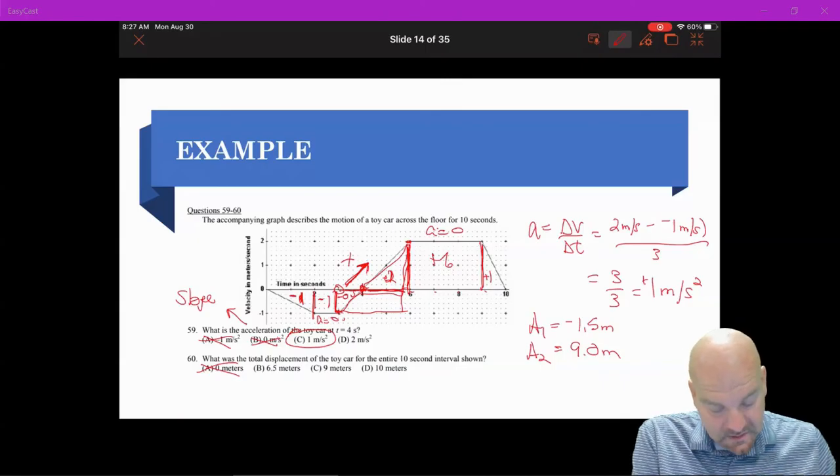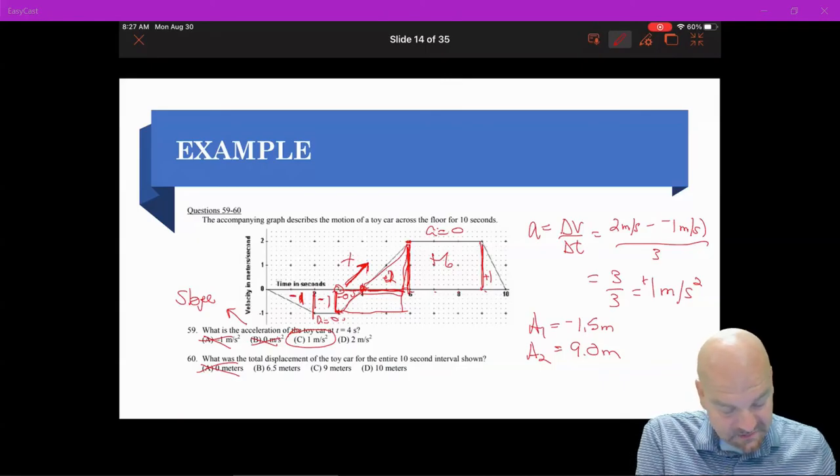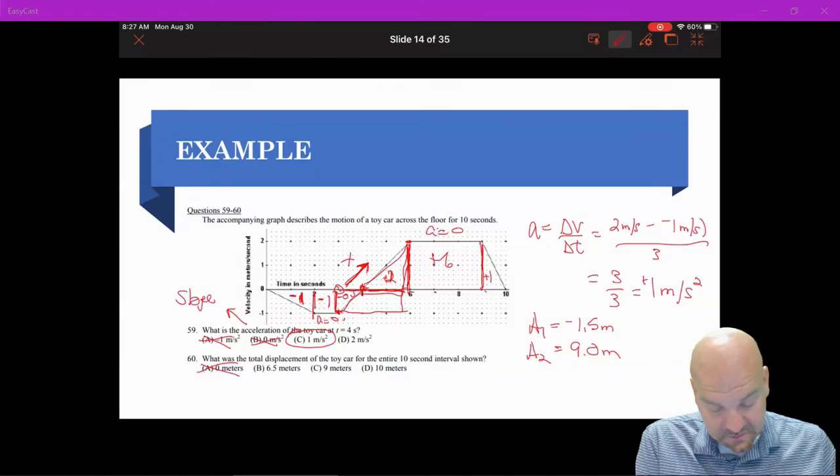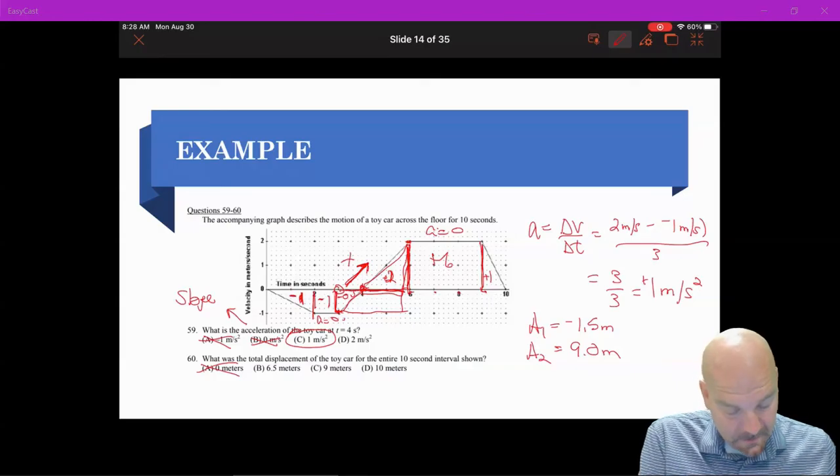Let me make sure I did this right, because if I do 9 plus -1.5, it should be 7.5. So let me just double check. So 1, 2, 3 times 2 is 6. 1/2 times 1 times 2. This is 2 times 2. So 2 times 1. And this is 1 times -1, and this is 1/2.